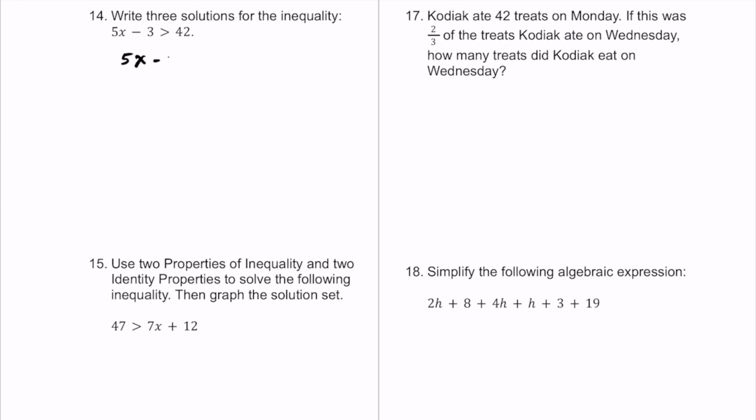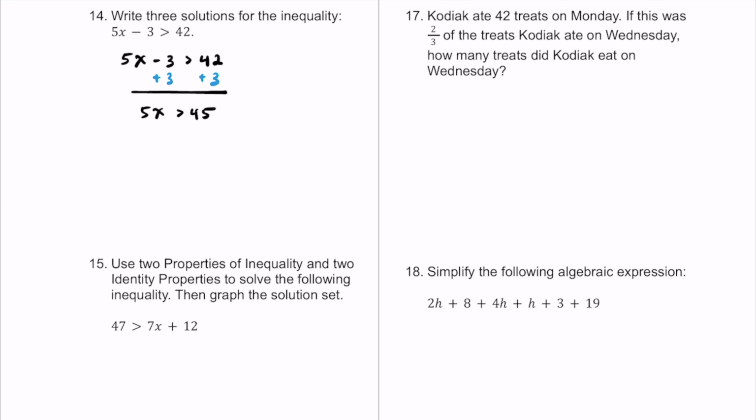So 5x minus 3, we're saying, is greater than 42. We can do this systematically by using properties of inequality. So you can add to both sides here, just like we did with the equations. If we do that, this 5x is going to be greater than 45.